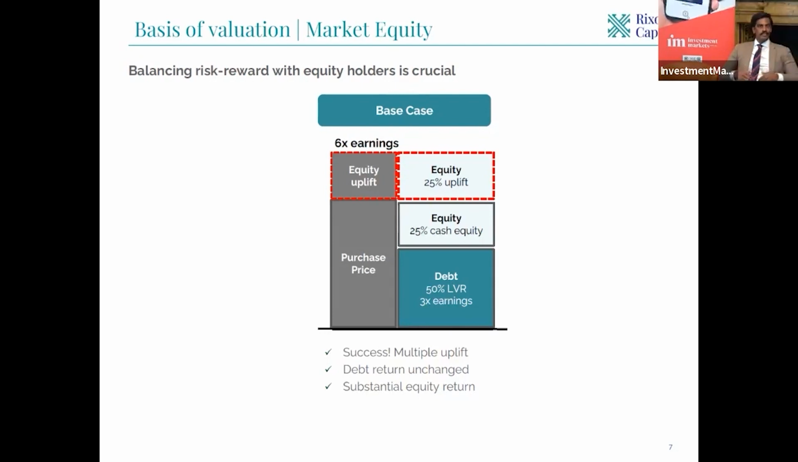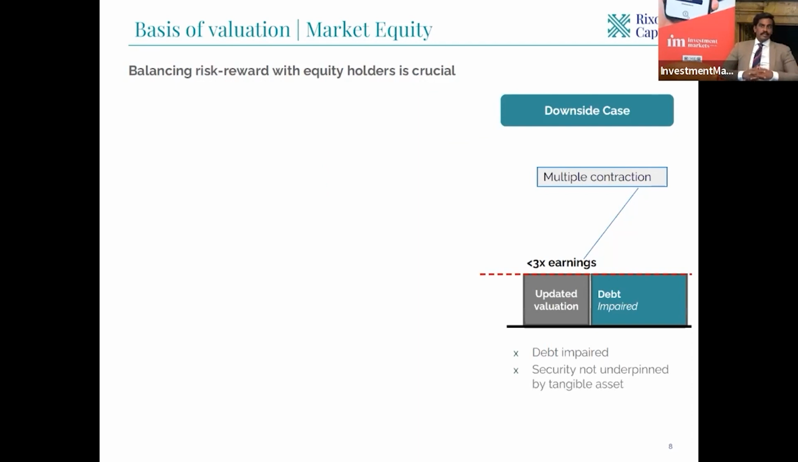The question we have to ask ourselves is, what if the business becomes compromised? So in a downside scenario, you assume the business has lost a contract, lost some earnings. The earnings multiple, the valuation multiple, is contracted. The debt is now impaired. The equity holders have been written off.